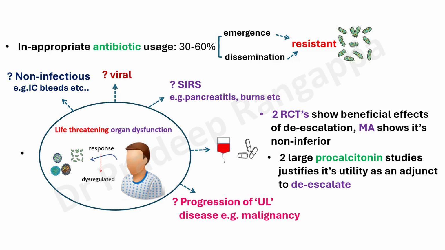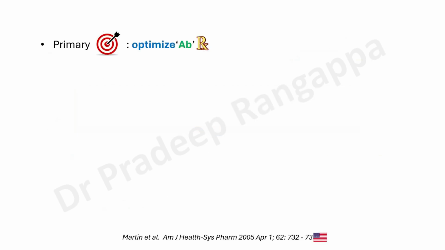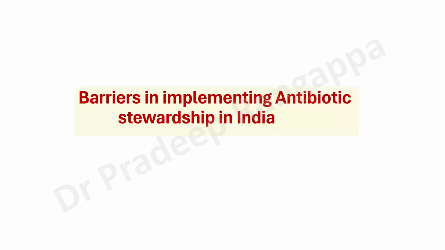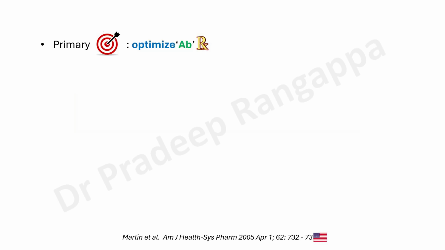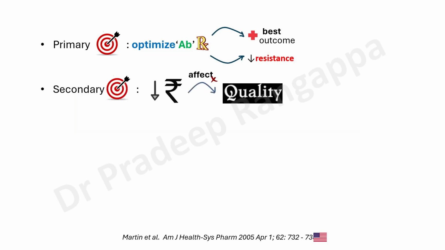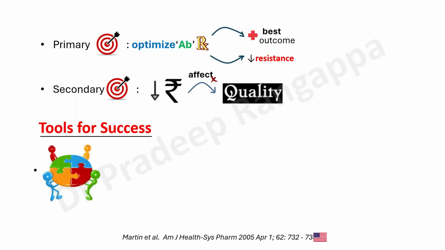Now we'll jump very quickly into the salient aspects of antimicrobial stewardship and what are the barriers that we have. So our primary goal is to optimize antibiotic treatment to influence best clinical outcomes. And most importantly, in addition to improving outcomes, we are duty bound to reduce the emergence of drug resistance. And our secondary target is obviously to reduce the cost. We do not want to indiscriminately use antibiotics and increase the cost; we want to reduce the cost to the patients without affecting the quality of care.